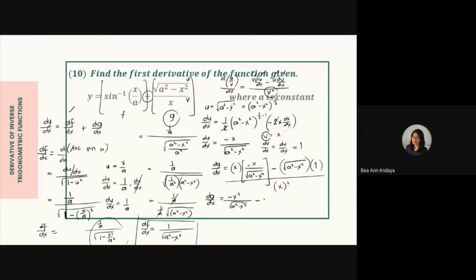This is minus square root of a squared minus x squared, and all of this will be divided by x squared. If you're going to combine this into one or a single term, pwede natin kunin yung common denominator as a squared minus x squared, and this will become negative x squared. What will happen to this term?